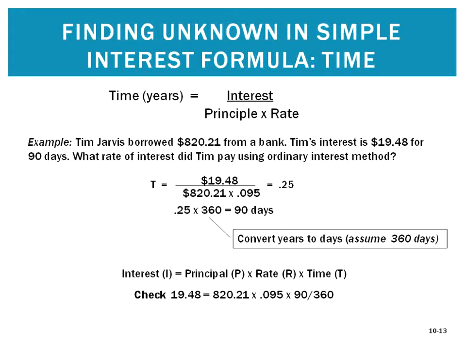And of course, the last one, what if you have everything else but you don't have the time? How do you figure this out? Okay, so Tim Jarvis borrowed $820.21 from a bank. Tim's interest is 19.48 at 9.5%. How much time did Tim take using the ordinary interest method? Okay, so you have your interest divided by your principal times your rate, and you get 0.25. Now, what does 0.25 mean?